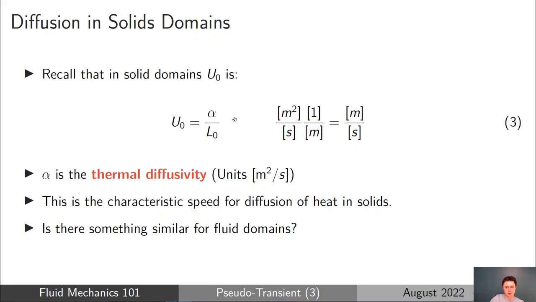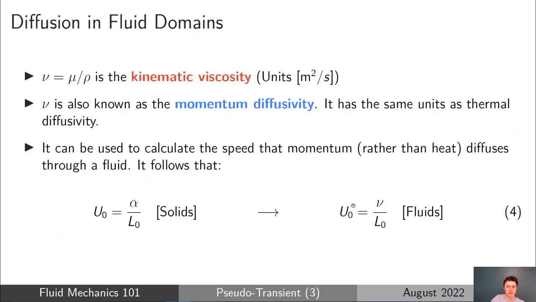And this formula is applicable for a solid domain, but perhaps there is something similar that we could use for a fluid domain because we're considering the same transport mechanism? Well, what I want you to do is just think for a minute about the physical property known as kinematic viscosity. Now, the kinematic viscosity is the dynamic viscosity, which is often given the symbol mu, divided by the density of the fluid. And this physical property has units of meters squared per second. And you'll remember from the previous slide that these are the same units that we just saw for the thermal diffusivity as well.